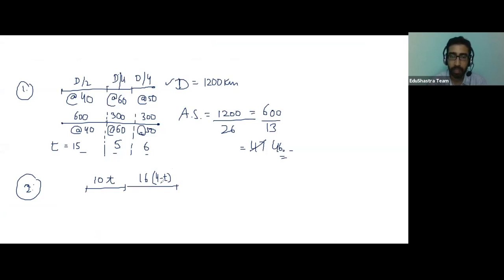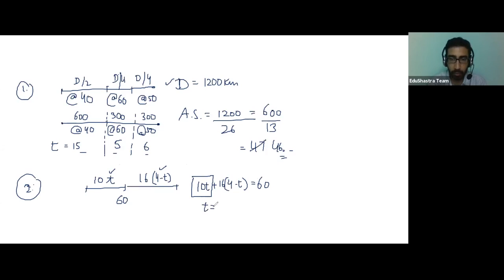Since the total time traveled is 4 hours, if you take t hours at the rate 10 km per hour, then you must take 4 minus t hours for 16 kilometers per hour. This combined distance has to be 60 kilometers. Yeah. So just solve this. This is really quick. 10t plus 16 times (4 minus t) is 60. And what you need to calculate is 10t. You can solve this.